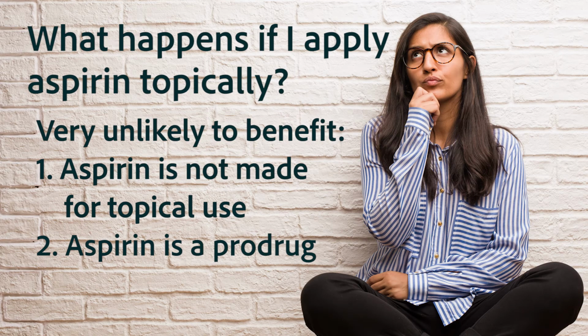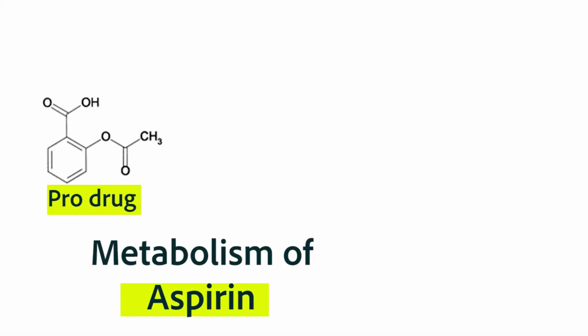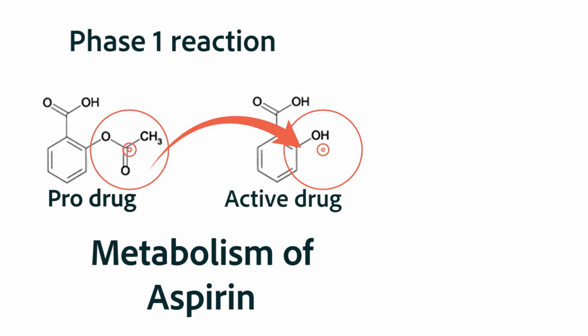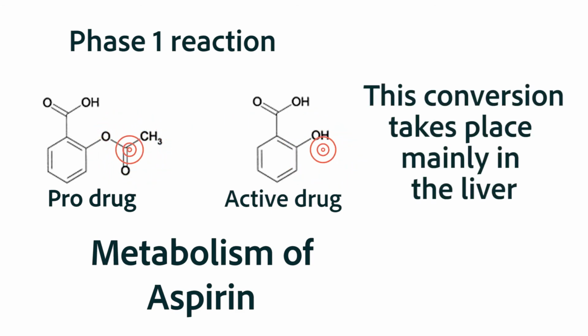So if aspirin were to be administered topically, the first problem is that much of it would not be absorbed. But also remember that aspirin is a prodrug, and as such, it needs to be metabolized into the active form, and the main place for that to occur is in the liver. So the aspirin that got through the skin into the interstitial spaces would need to get into the liver where it would be metabolized into the active form.